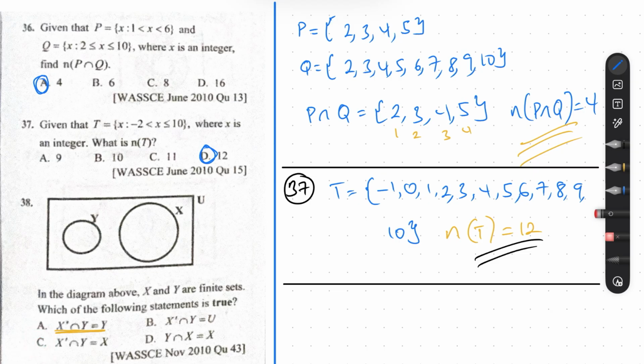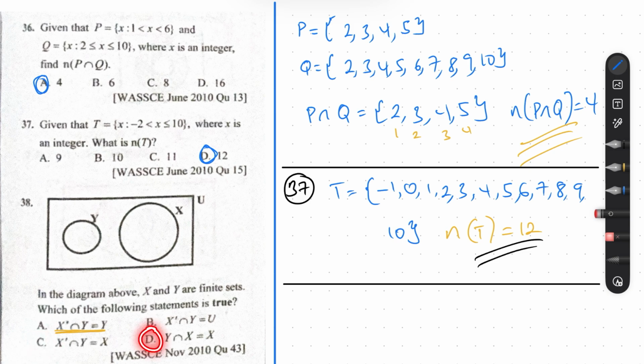Now let's go to c. C says x complement intersection y is equal to x. This is also false because how can you have the intersection between x complement and something to have x in it? So this is actually impossible. So this is also wrong.